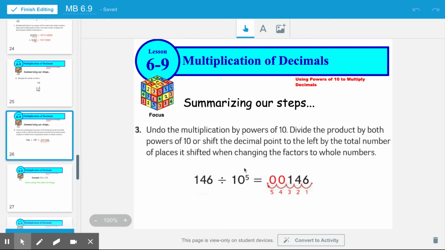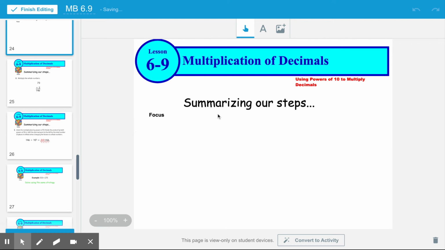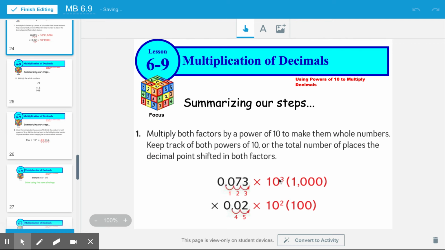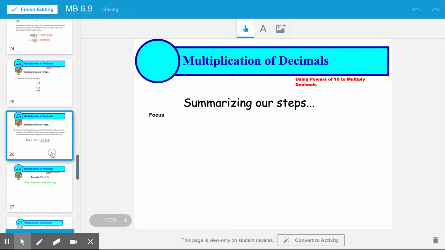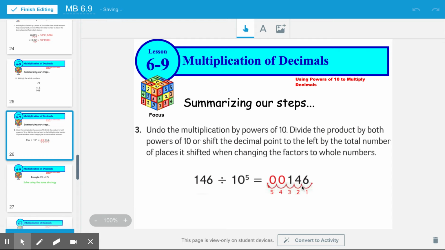So here you'll see we have our 146, and this time we have 10 to the fifth. That is because up here we saw we had a 10 to the third and a 10 to the second. So 3 plus 2 is 5. So we see 1, 2, 3, 4, 5. We need to input 2 zeros. So we get an answer of 0.00146.